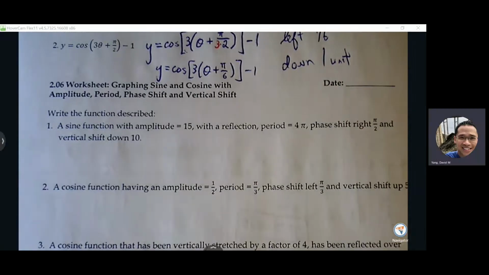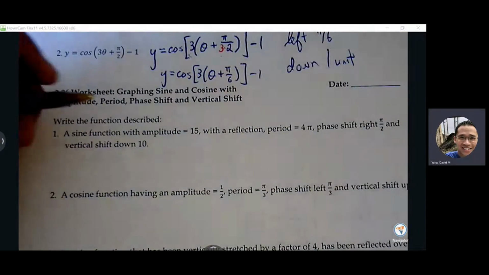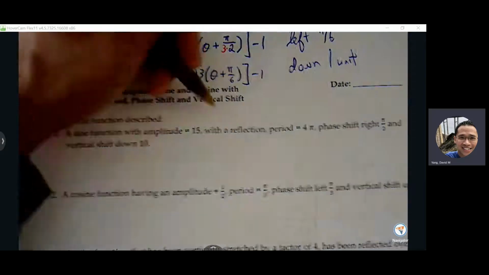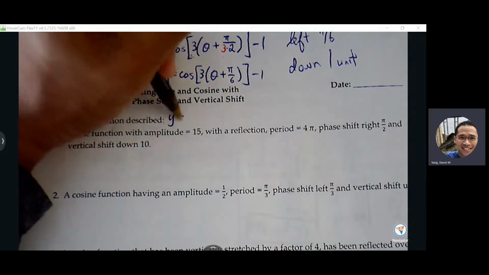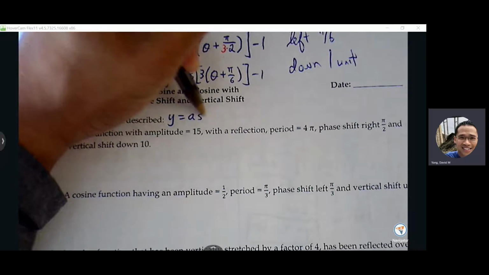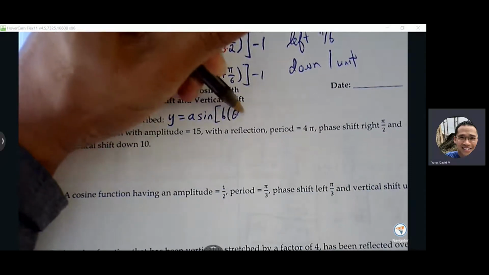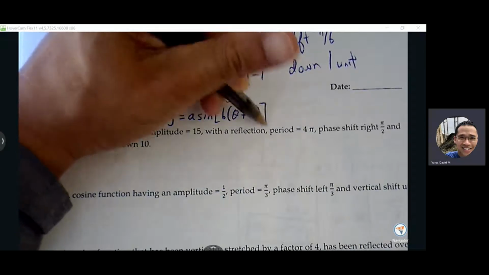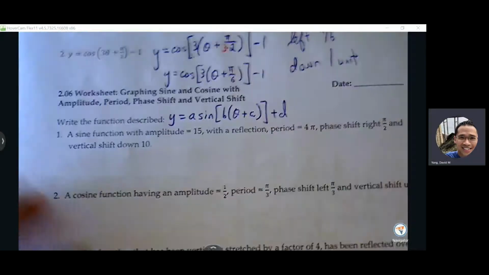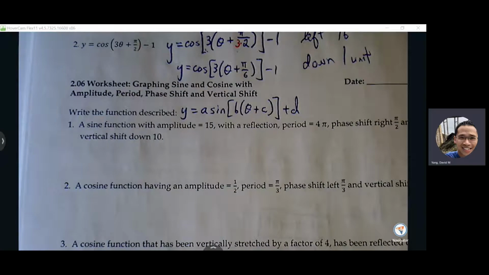Okay, so we want a sine function. I'm going to go ahead and write out all the things that we're going to have to fill in. So we need to figure out the A. We'll figure out the B. We'll figure out the C, and we'll figure out the D. So we want to basically replace all the A, B, C, and D's with numeric values.